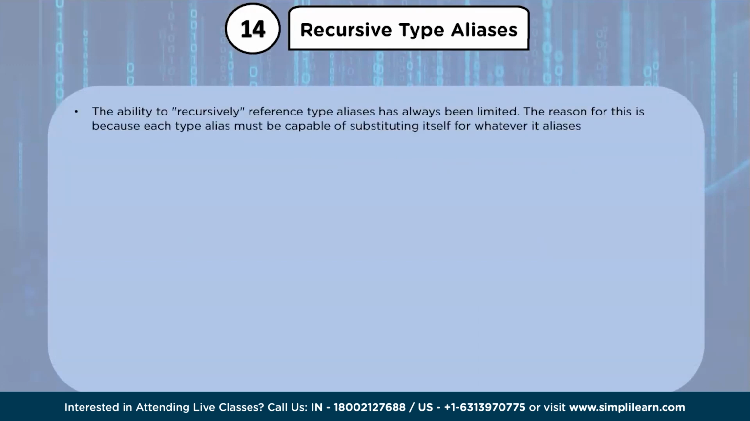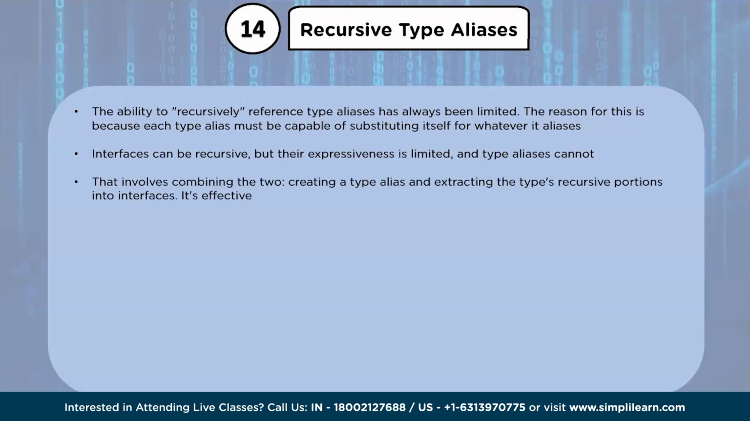The ability to recursively reference type aliases has been limited. The reason for this is that each type alias must be capable of substituting itself for whatever it aliases. Because this isn't always possible, the compiler rejects some recursive aliases. Interfaces can be recursive, but their expressiveness is limited, and type aliases cannot. That involves combining the two, creating a type alias and extracting the type's recursive portions into interfaces.